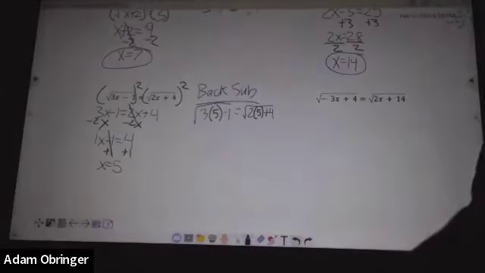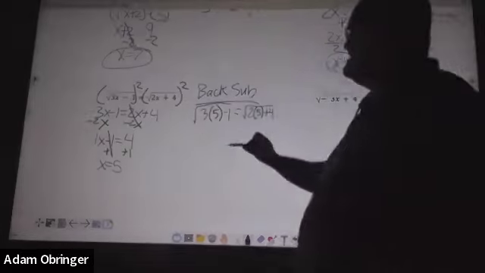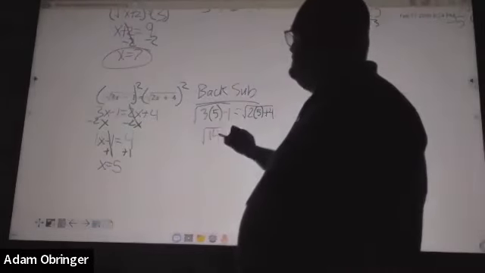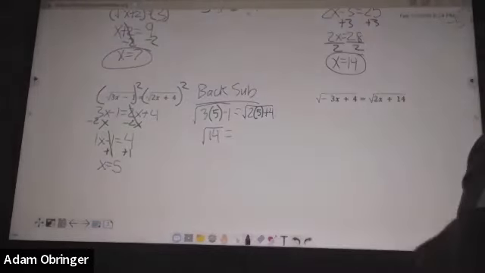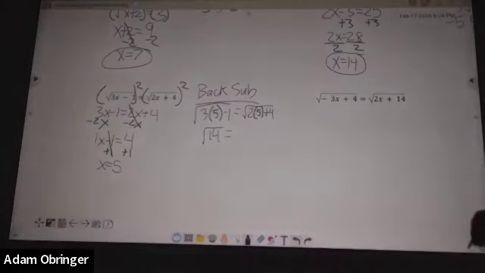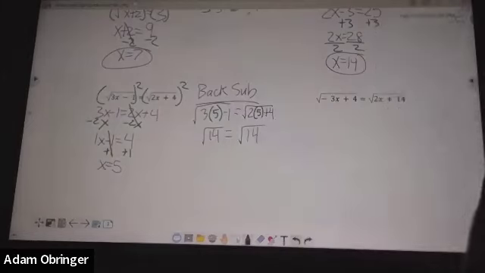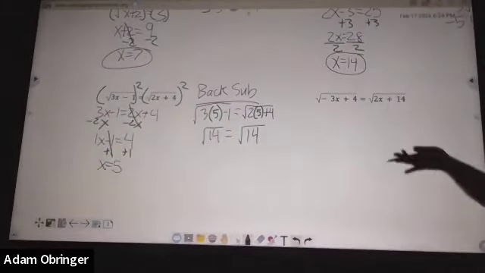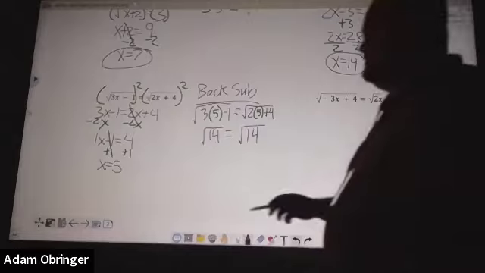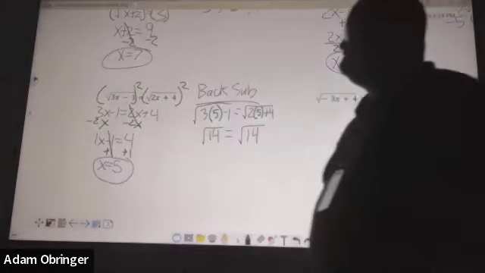3 times 5 is 15, minus the 1 is 14, so square root of 14 equals 2 times 5 is 10, plus 4 is again 14. So square root of 14 equals square root of 14. We are good to go. Circle your answer.